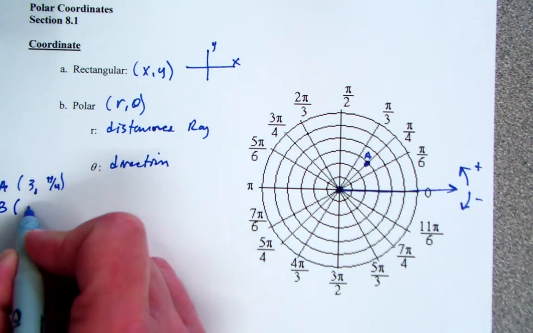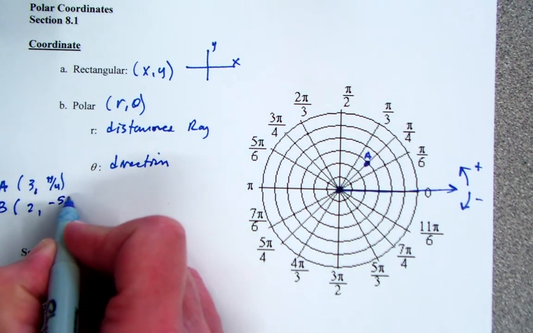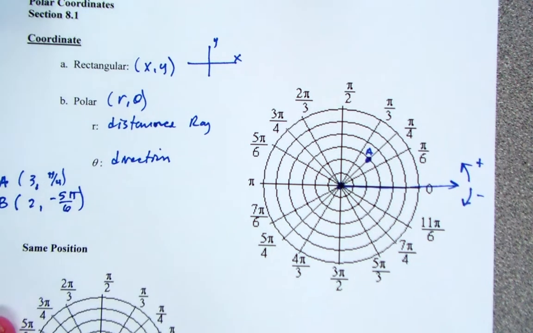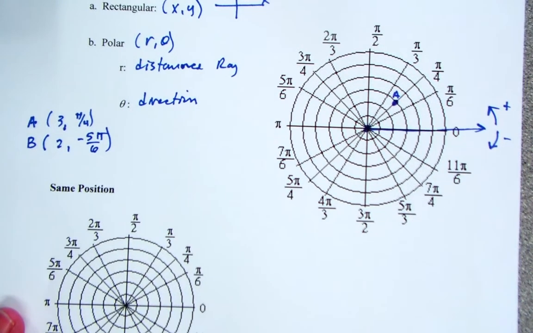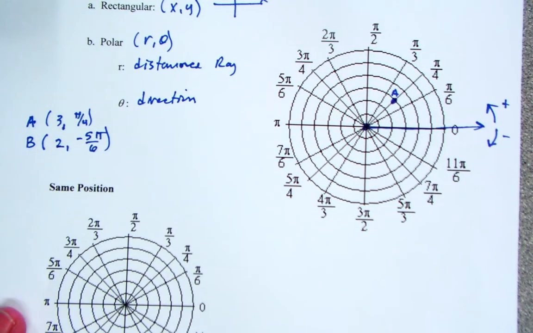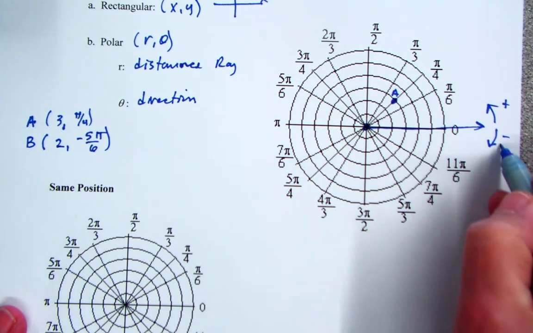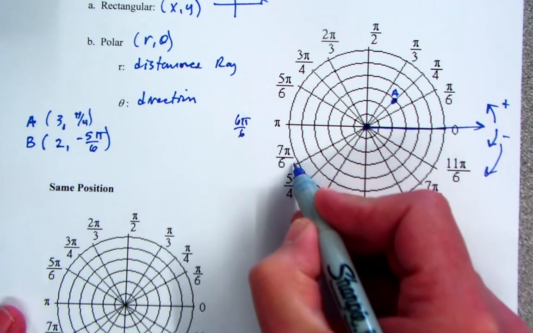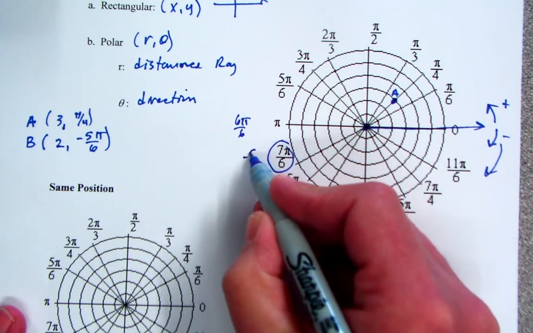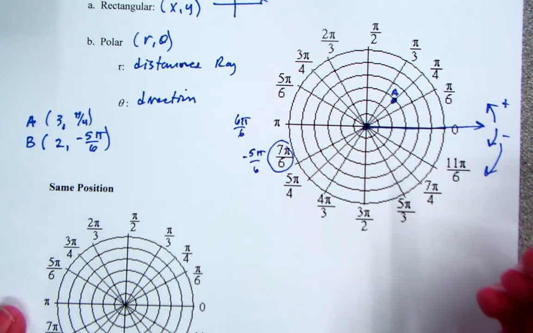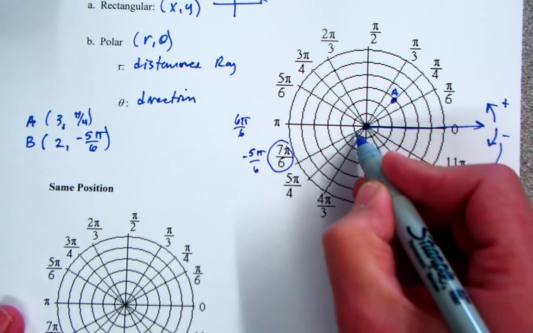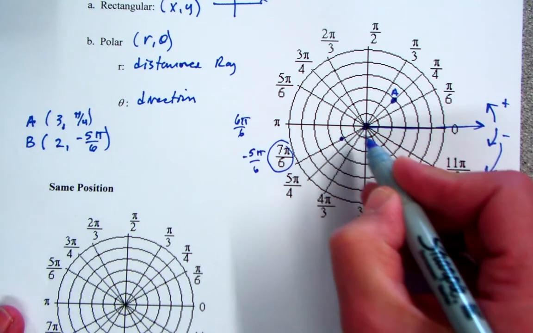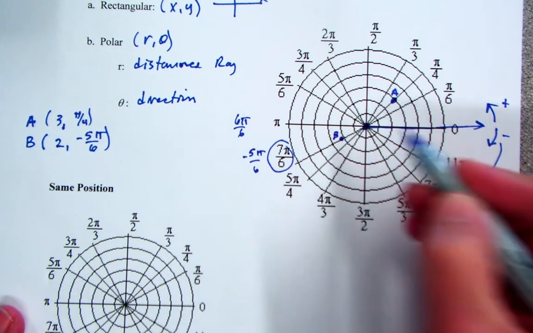Let's plot some negatives. B is a coordinate 2 and negative 5 pi over 6. I'm just making these up so you can see how I might put some negatives into this. That's a 2. So negative 5 pi over 6 is you're going to measure down. And this is 6 pi over 6, so I'm a little shy. So this is the same as negative 5 pi over 6, and I want to go out 2 on that ray. So here would be my B.